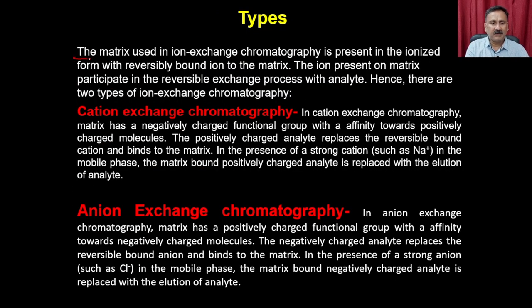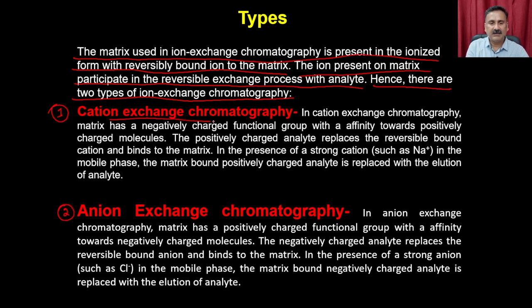So the matrix used in ion exchange chromatography is present in the ionized form, with a reversibly bound ion on the matrix. The ion present on the matrix participates in the reversible exchange process with the analyte. Hence, there are two types of ion exchange chromatography. You can have the cation exchange chromatography or the anion exchange chromatography.